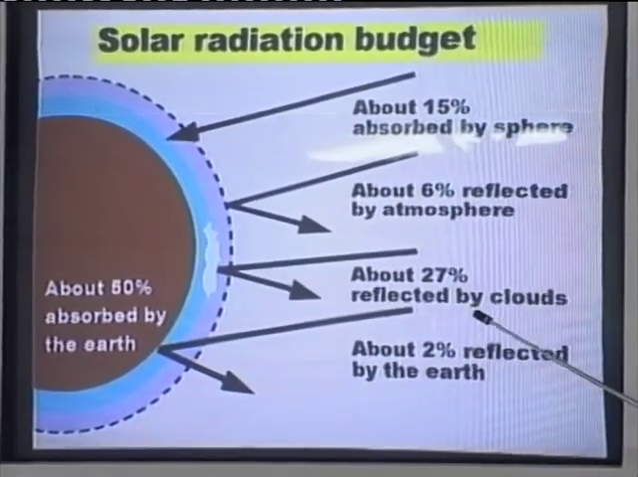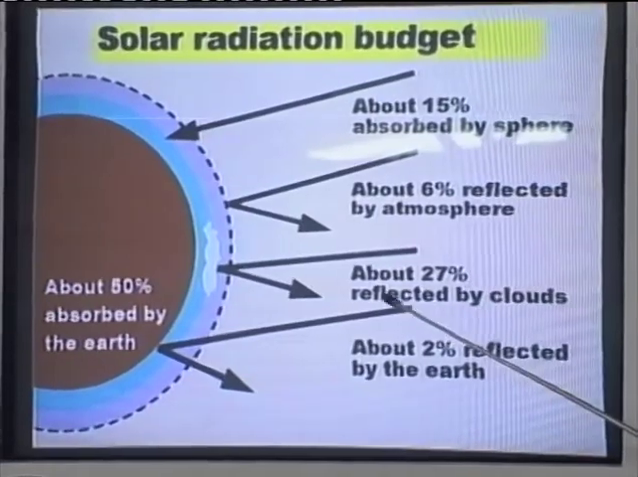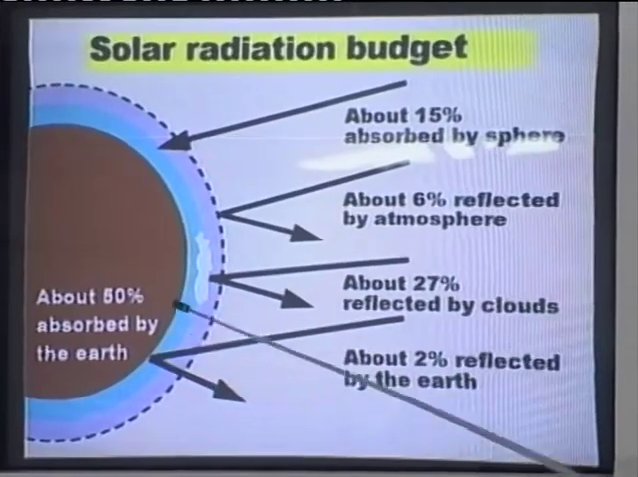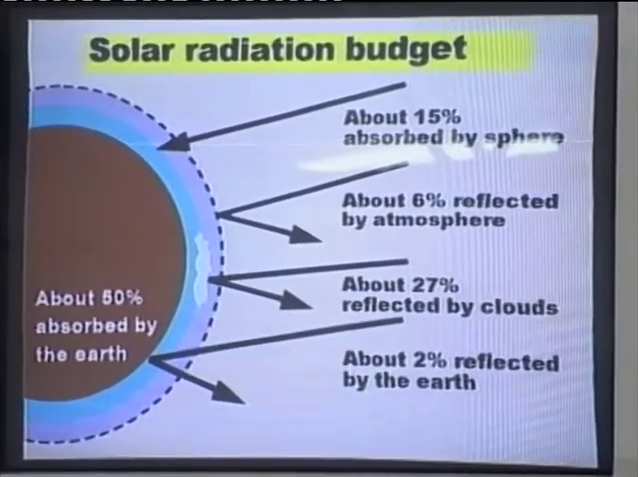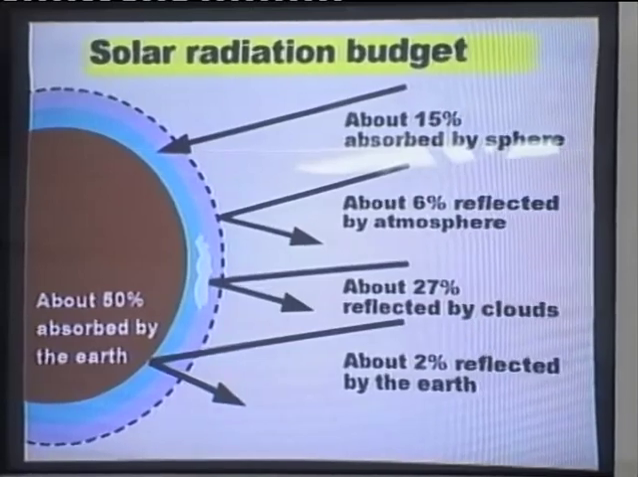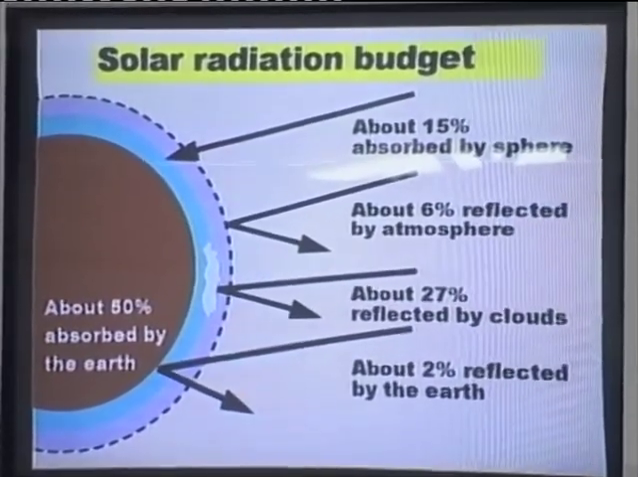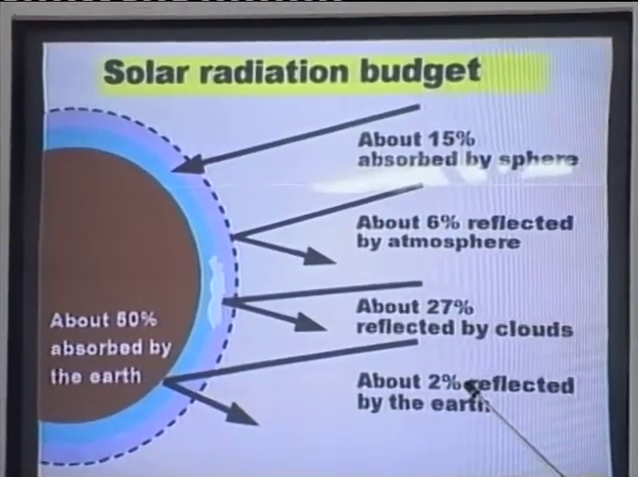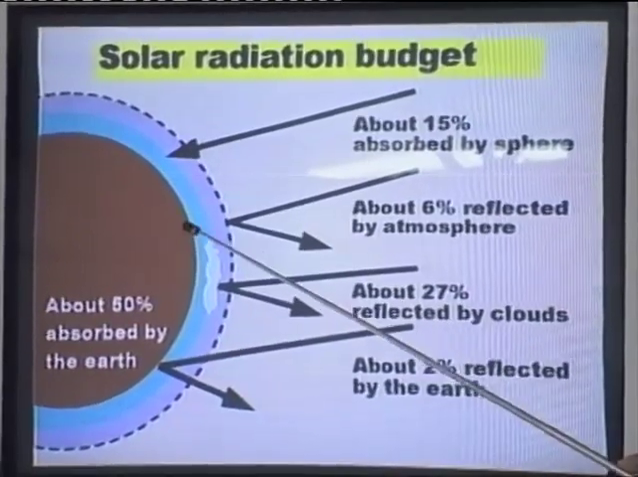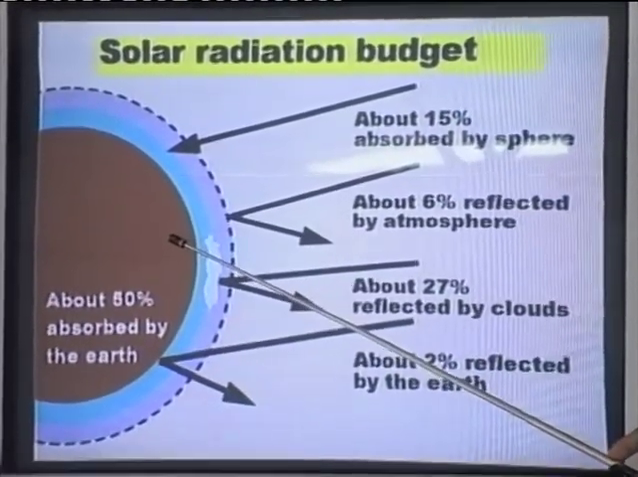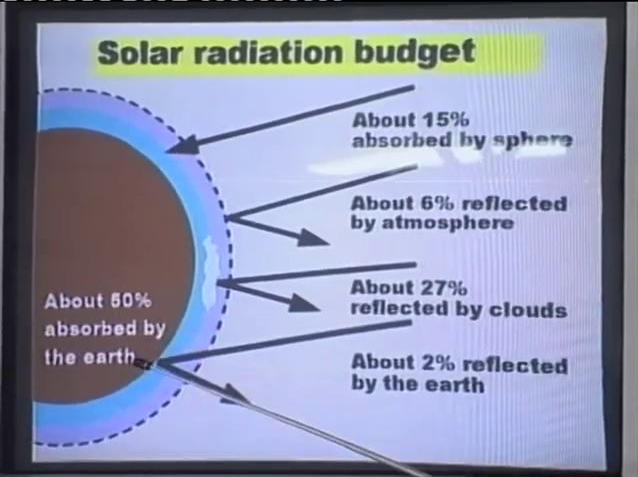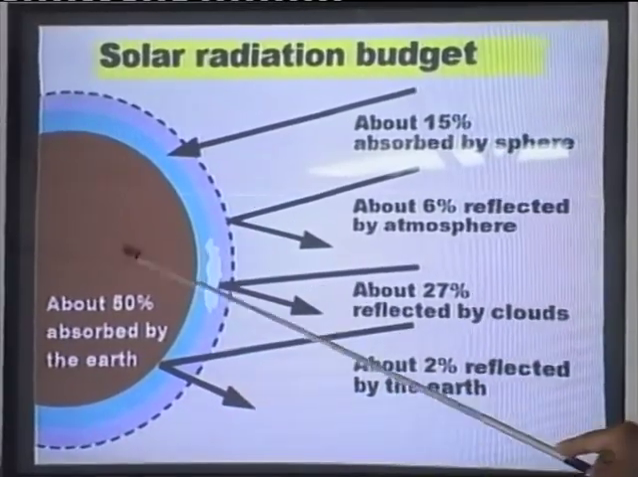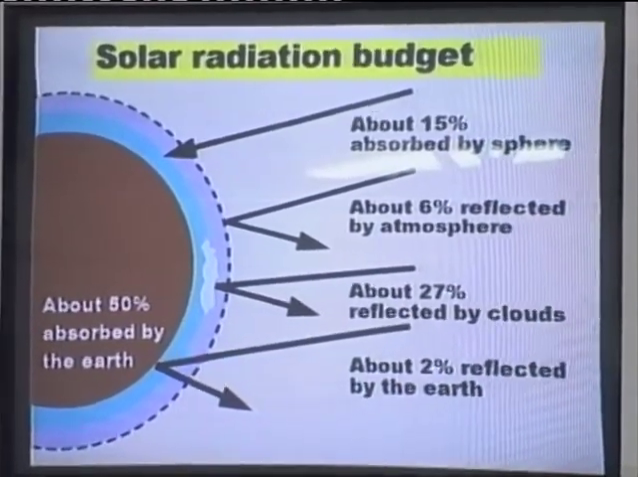About 2% of the radiation is reflected back into space by the Earth's surface itself, and features on the Earth's surface such as snow, ice and water also help to reflect some of that 2% back into space. Meanwhile, 50% of the radiation that comes through is absorbed by the Earth. That 50% contributes to the heating up of the Earth's surface and the atmosphere around it.